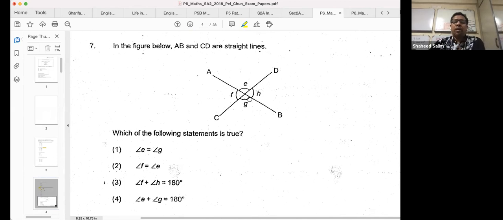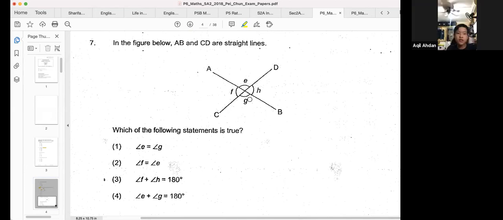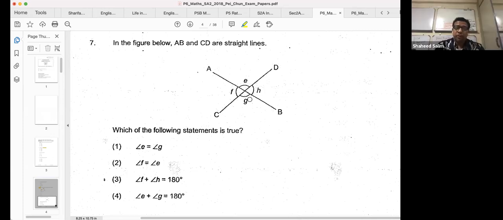Now you try. Which of these statements is true? Only one is true. Yeah, only one is true. Sure. Okay, well done. So Akil, you are quite all right, no, Akil?